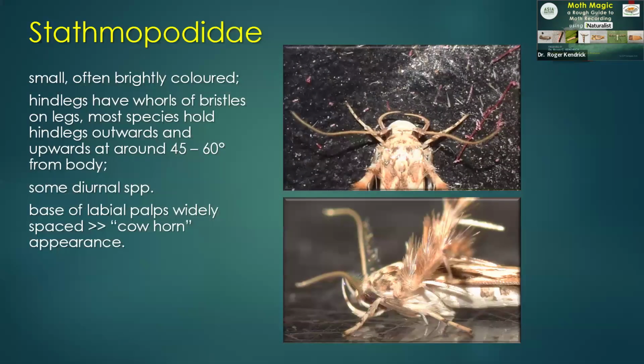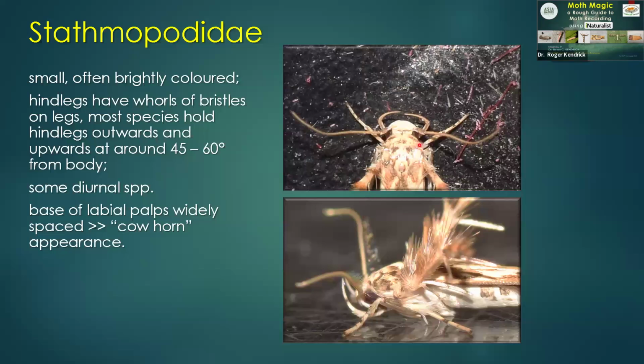Now, I mentioned earlier about whorls and bristles on the legs. This is more usually associated with the Stathmopodidae. This is another highly diverse group in the Orient region. We're looking now well in excess of 600 species. Even in Hong Kong, we're at about 40 species, most of which are yet to be described.